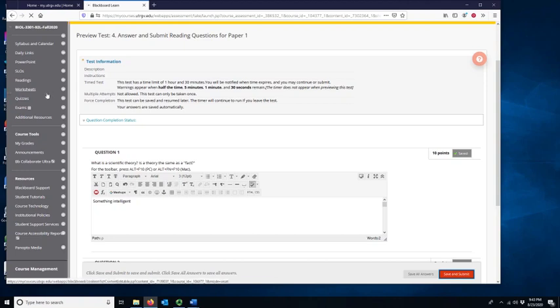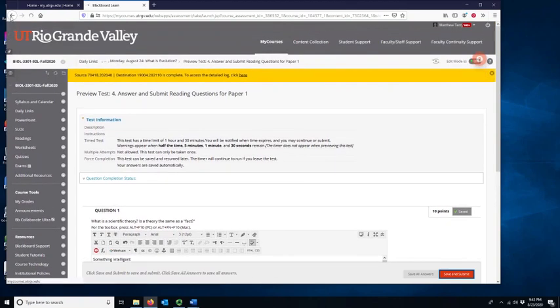Okay, so let's get back to our Daily Links folder. The Daily Links folders will make sure you don't miss anything. Again, you can do it by keeping up with the calendar, watching what's going on there, or you can just use these Daily Links folders.